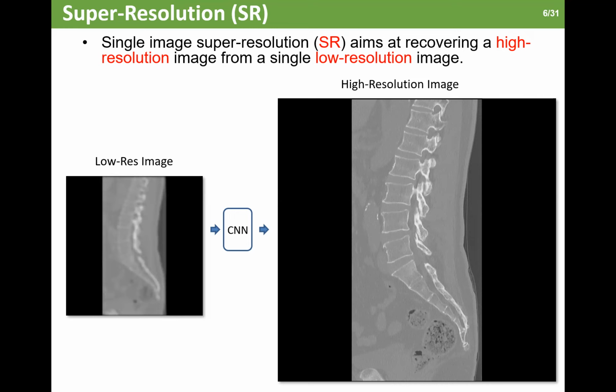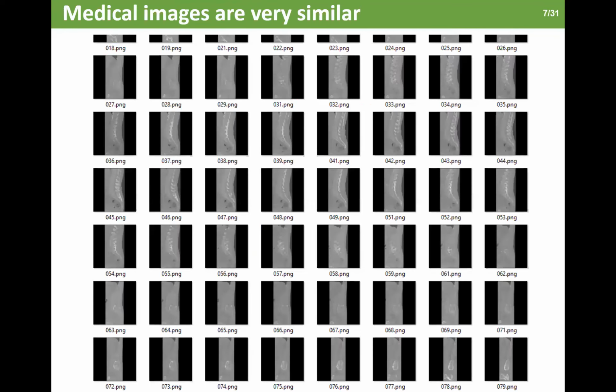Okay, so especially medical images. Medical images are often very similar. Okay, so you can train a network to kind of guess what the high resolution image should look like given a low resolution image. Okay, but medical images are always very similar. So that helps.